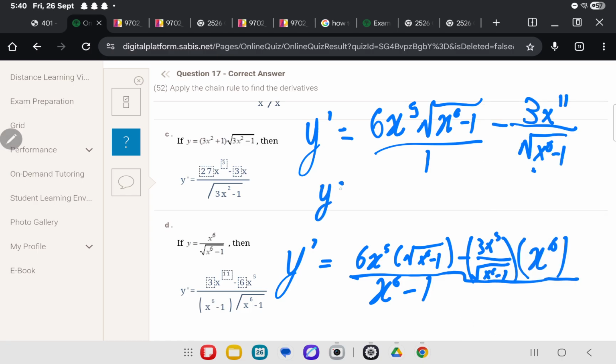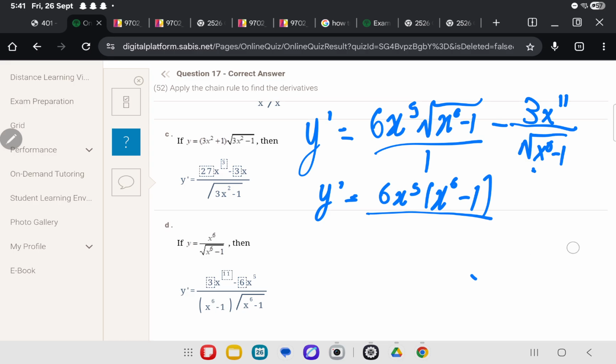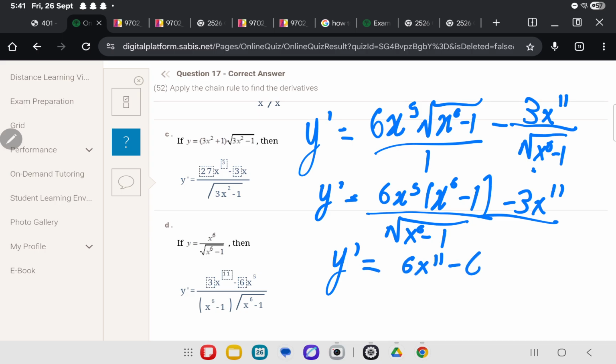So y prime is equal to 6x to the power of 5 into x to the power of 6 minus 1 times x to the power of 6 minus 1 all under the radical. We'll just square the radical, cancels out, into x to the power of 6 minus 1 over radical x to the power of 6 minus 1 minus, since they're the common denominator, I can write them all up by 1 now, 3x to the power of 11. Okay, y prime is equal to 6x to the power of 11 minus 6x to the power of 5 minus 3x to the power of 11 all over, what was it?